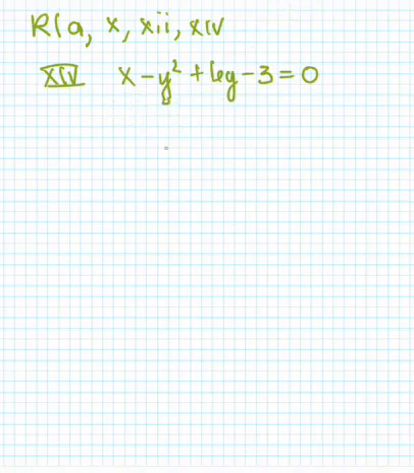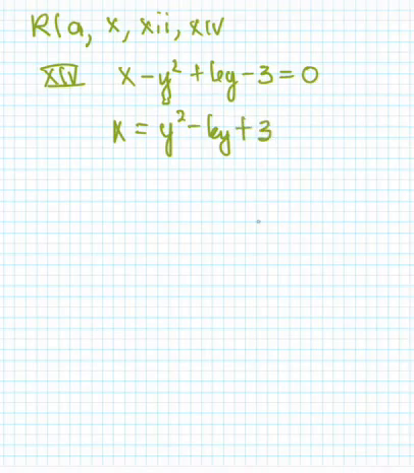parabola. It's y squared. And so if I just get it into the form that you're maybe a little more familiar with looking at, I'll solve for x. X equals y squared minus 6y plus 3. Just getting it in that form here. And now let's find the coordinates of the vertex of the parabola.